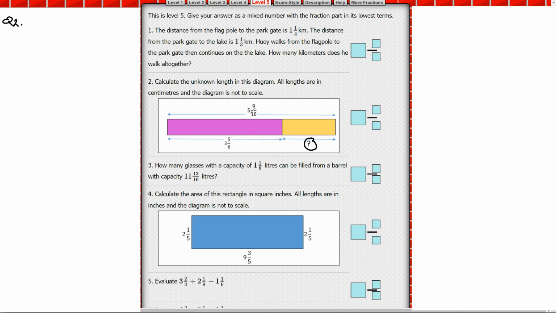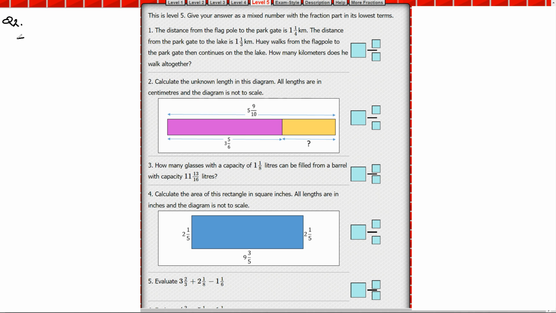Now, remember, let's say this whole length was 5, and let's say this part was 3. Then this answer will be 2, because 2 plus 3 is 5, right? And how would we get to that number? We would take 5 minus 3, that number minus that number. So let's go ahead and take that number and minus that number.